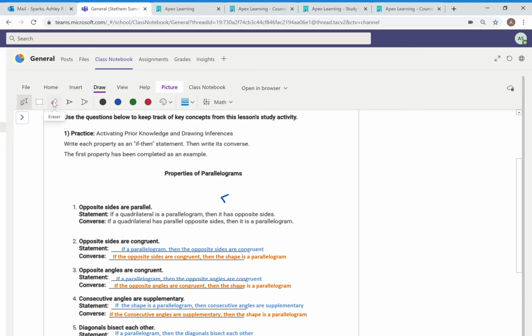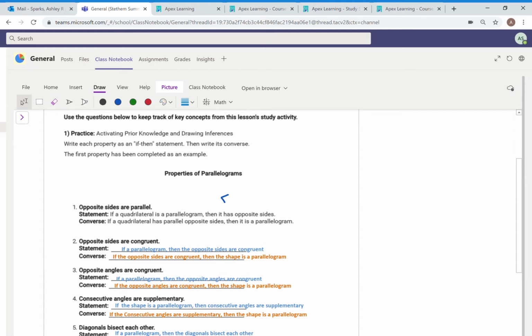Okay, so this is for section 4.3, which is all about converses. Converses are flipping a statement around. So you can see this first statement: if a quadrilateral is a parallelogram, then it has opposite sides that are parallel. The converse of that would be, if a quadrilateral has parallel opposite sides, then it's a parallelogram.